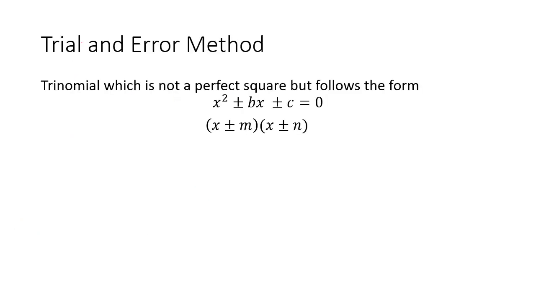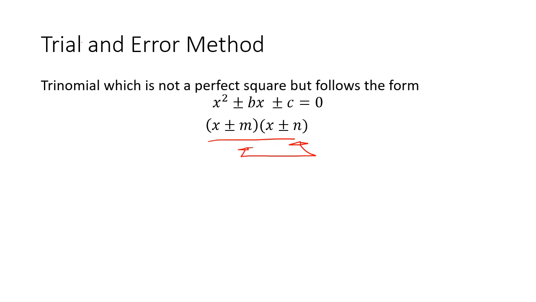Now let's have this one, a trial and error method. So if a trinomial is not a perfect square, but follows the form x squared plus or minus bx plus or minus c, you can get the factors by doing trial and error. So you need to have this form: quantity x plus or minus m times the quantity of x plus or minus n. So with that, you need to guess what is m and what is n.